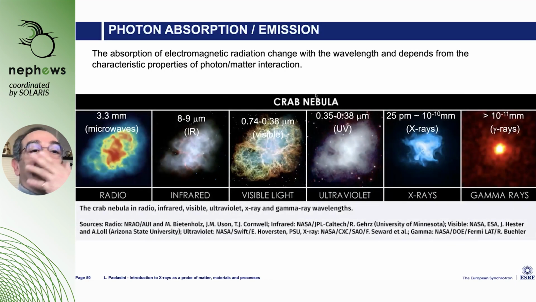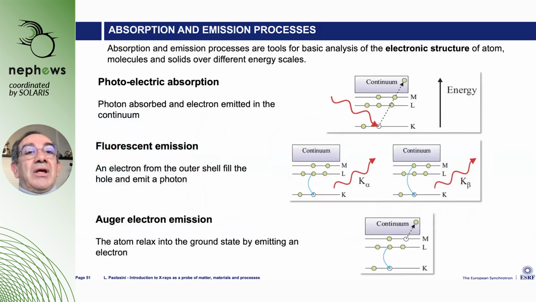So the last part concerns the absorption and emission processes. The absorption of the electromagnetic radiation changes with the wavelength and depends on the characteristic properties of photon-matter interaction. The principle of absorption spectroscopy and emission spectroscopy is due to the photoelectric absorption. The energy of the X-rays is so strong that they are able to completely ionize the atom, removing one electron from the core level, which leaves a hole, which is subsequently filled by a surrounding electron.